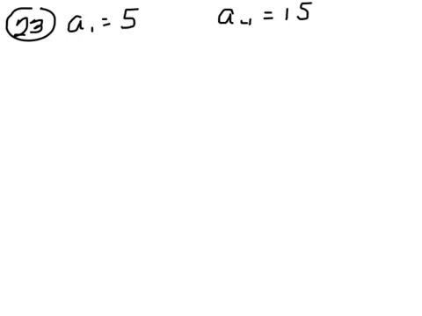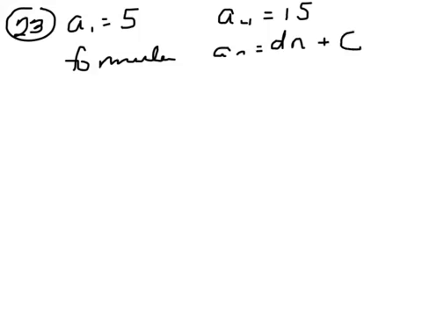23. It says the first term is 5, and the fourth term is 15, and they want us to find a formula that a sub n is equal to dn plus c for the sequence.